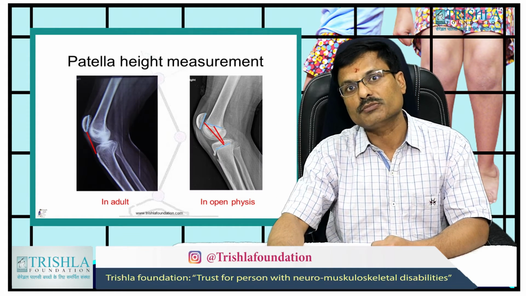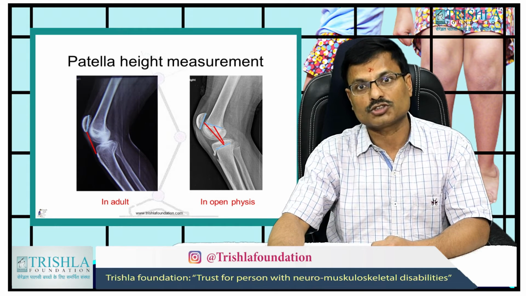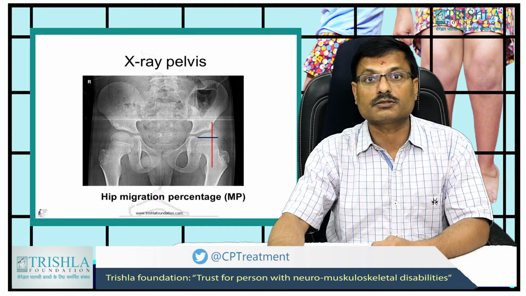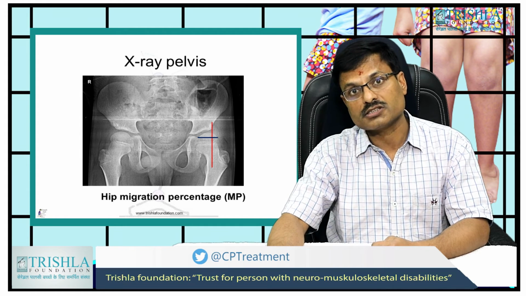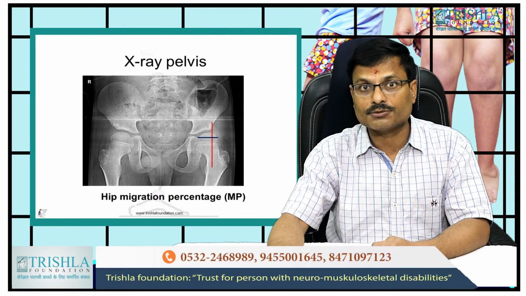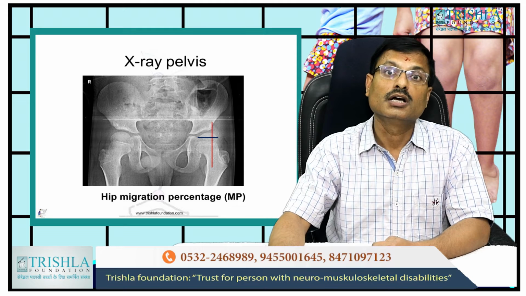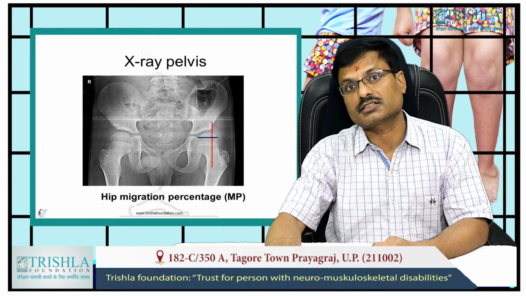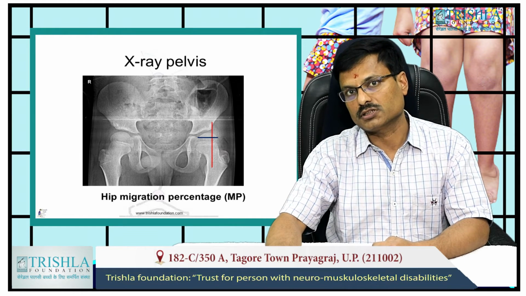And patellar height measurement is also very important in the management of crouch gait. And on the X-ray of the pelvis we have to check the hip migration percentage, because hip subluxation and dislocation are very common in GMFCS 4 and 5 children. Even in GMFCS 3 you can get nearly 30 to 40% of children who can have hip subluxation. So before going for any surgical intervention, an X-ray of the hip and pelvis is very important.